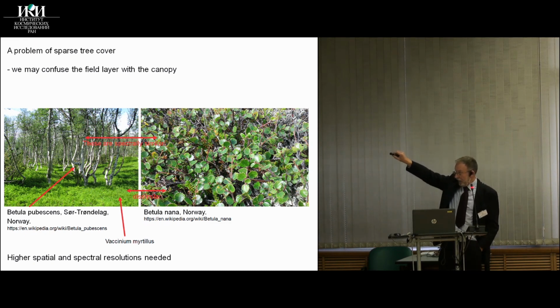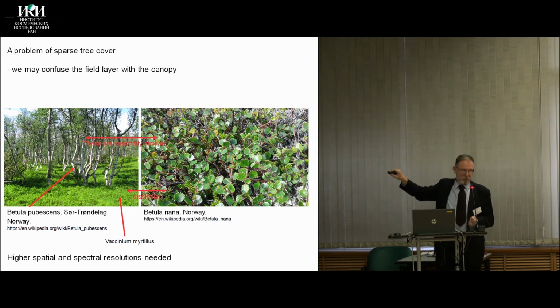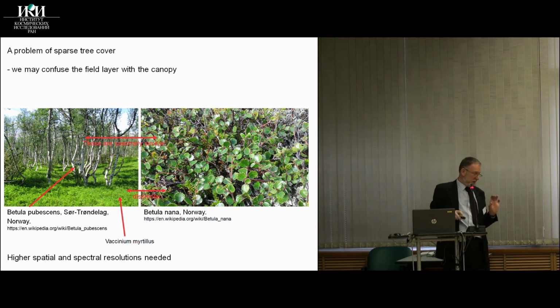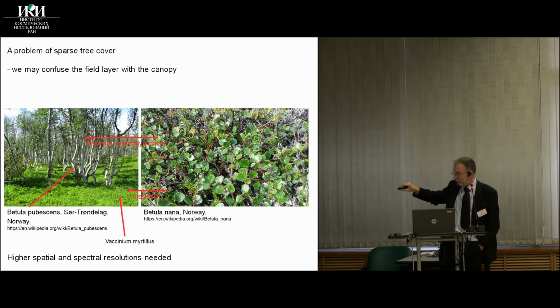This is Betula pubescens, downy birch, in Norway. Its spectral properties are dominated by the leaves, which are kind of dark green. Here is dwarf shrub vegetation, Betula nana. It grows this high. The optical properties of the leaves are very similar to those of the birch leaves. So to a satellite, these look the same. In terms of biomass, they are extremely different.